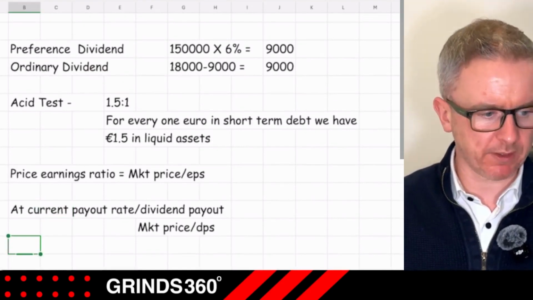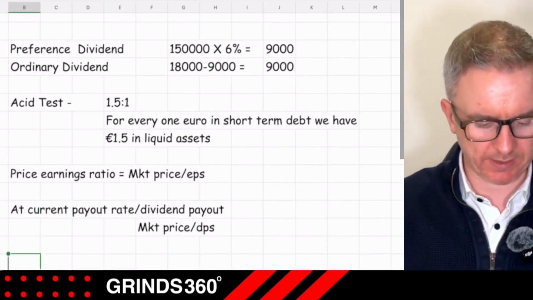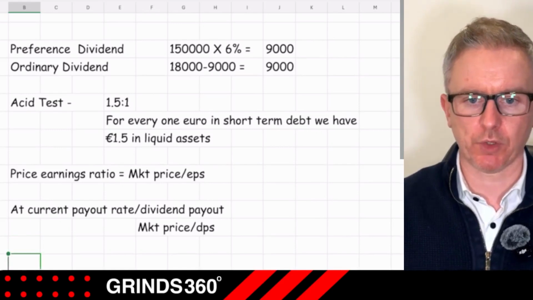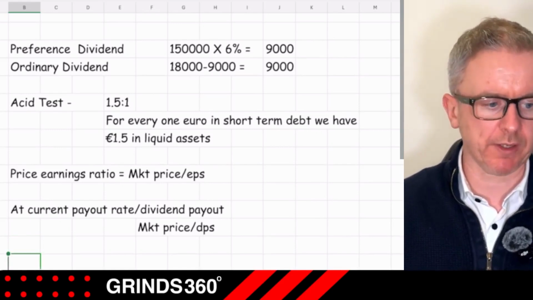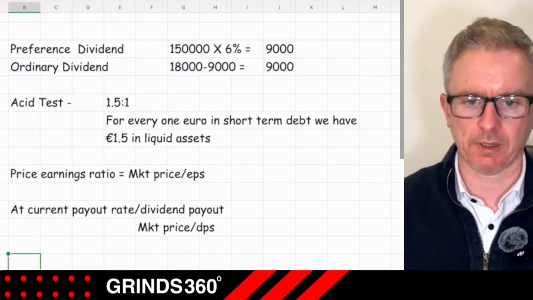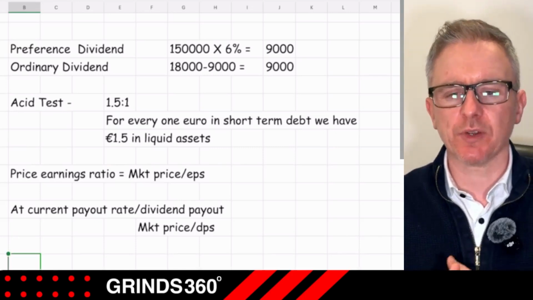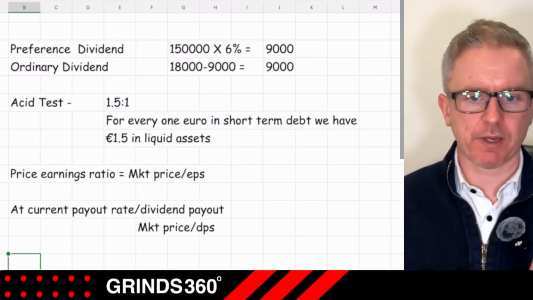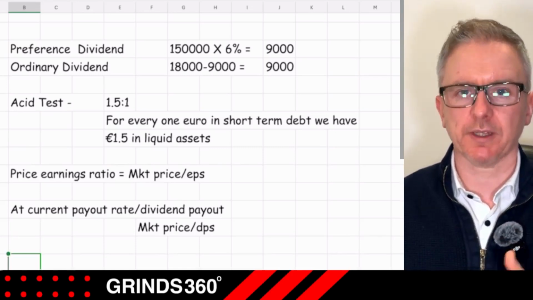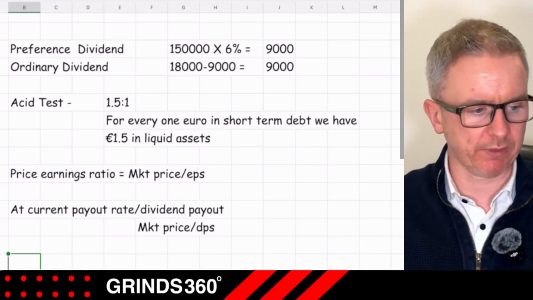Now, what I would keep an eye on here is how you answer this. What does the price earnings ratio actually mean? It's the period of time to recoup the value of the share at the current earnings rate. Okay, so make sure you answer that properly. It's the period of time in years that it would take for you to recoup the value of the share.